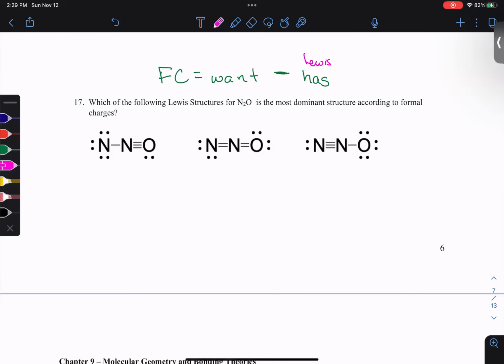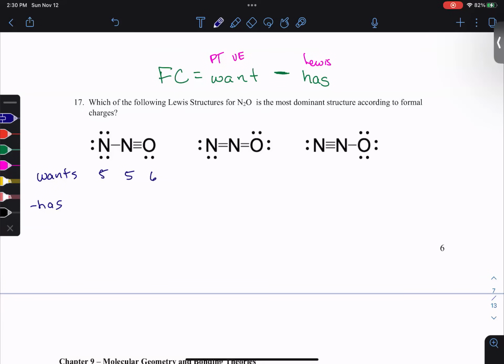Want, so that number "want" comes from your periodic table. So it's basically the number of valence electrons for that specific atom. So for nitrogen, how many valence electrons does nitrogen want? 5, yes. So wants minus has. So nitrogen wants 5. How many electrons does oxygen want? 6. And so it's going to be 5, 5, 6 across all 3 structures, right?